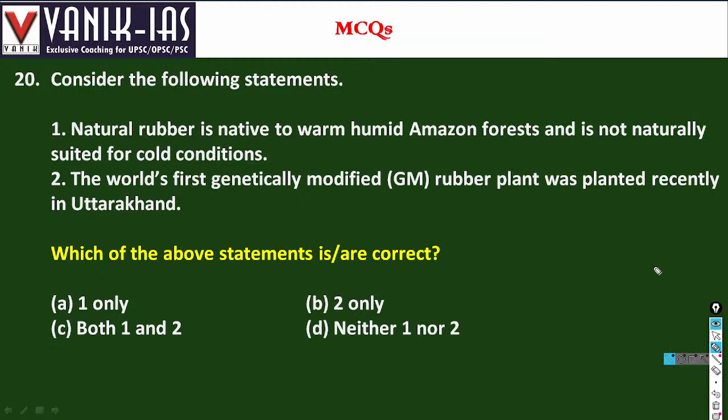Natural rubber is native to the warm, humid Amazon forest and not naturally suited for cold conditions. The world's first genetically modified rubber plant was planted recently in Uttarakhand.